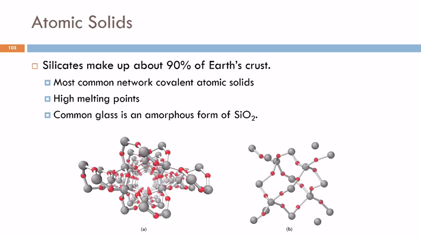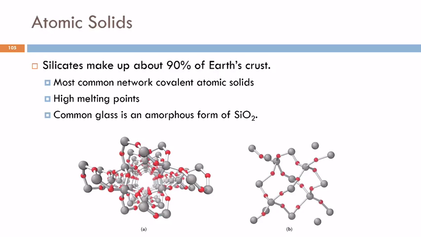Silicates are also considered atomic solids because they do not contain discrete molecules. A silicate is silicon and oxygen, and it's usually 2 oxygens to every silicon atom. The reason it's not a molecular solid is because the silicon and oxygen atoms are covalently bonded to each other. There are no individual molecules that are held together by intermolecular forces.